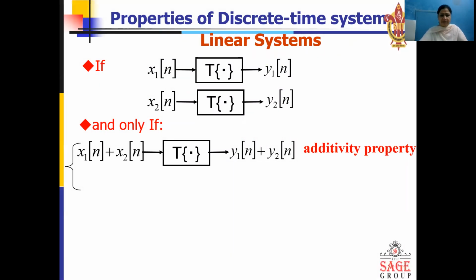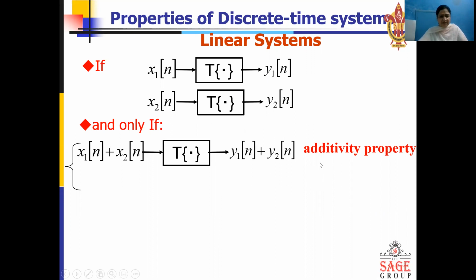Now the next property is the linearity property. First we will see what a linear system is. A linear system is a system which satisfies the superposition principle. Now we will understand what the superposition principle is. Say we have a discrete time system in which the input given is x1[n] and the output we get is y1[n]. Similarly, when the input is x2[n], the output is y2[n].